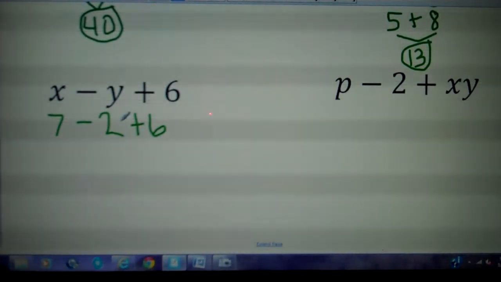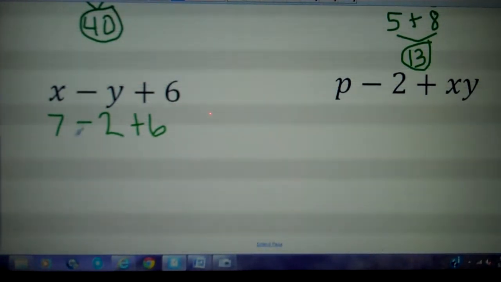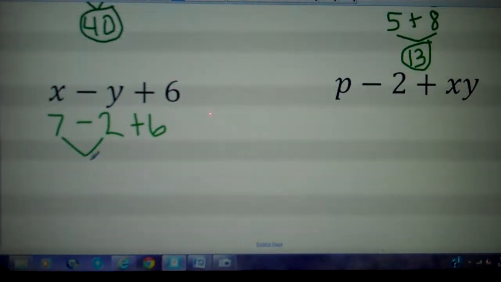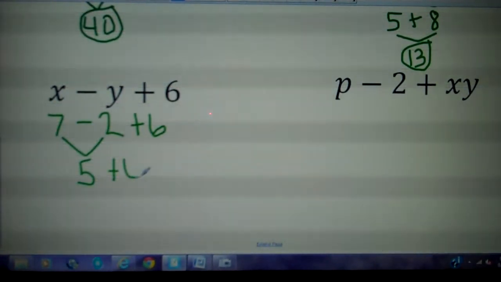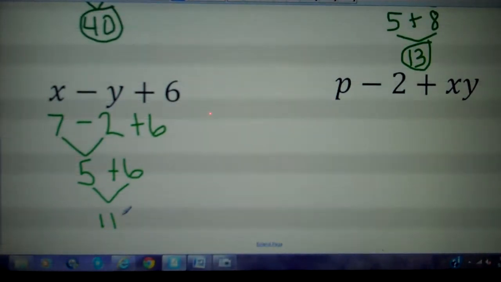And remember, according to PEMDAS, there's no parentheses, exponents, multiplication, or division. And we add or subtract whichever comes first in the problem. And we have a subtraction first. So 7 minus 2 is 5 plus the 6. And then I'm going to do 5 plus 6, which is 11.